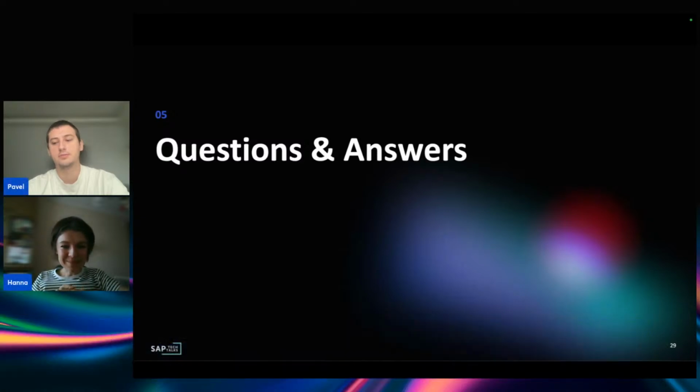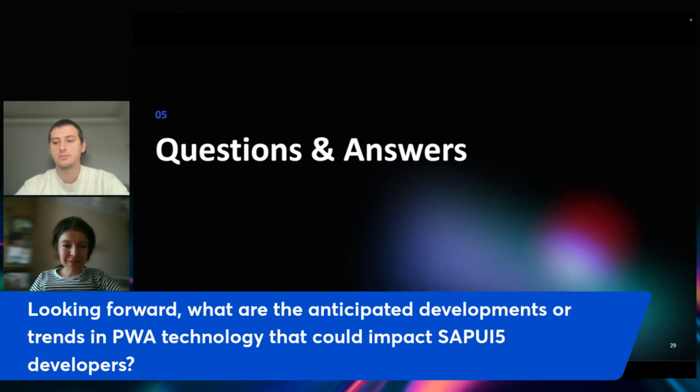Got it, right. And I guess we've got one more question. Looking forward, what are the anticipated developments or trends in PWA technology that could impact SAP UI5 developers? From my perspective, I think the next big trend for progressive web applications will be supporting full native features, or almost full native features such as Bluetooth, Face ID, Touch ID, something like that.